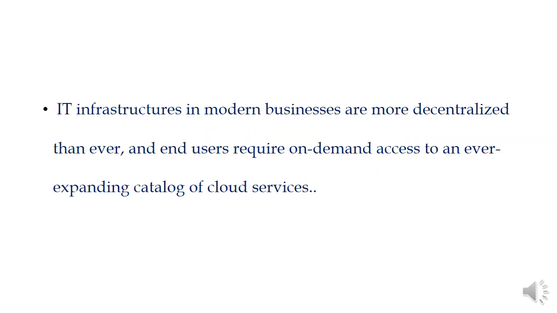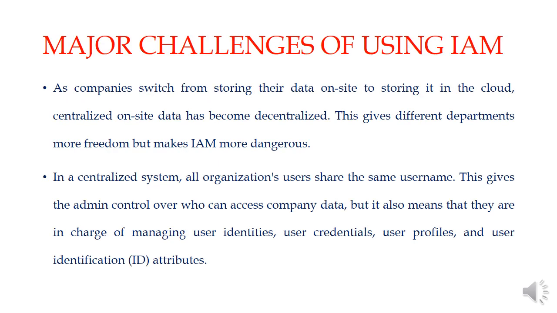IT infrastructure in modern businesses is more decentralized than ever, and end users require on-demand access to an ever-expanding catalog of cloud services. So a major challenge of using IAM is that as companies switch from storing their data on-site to storing it in the cloud, centralized on-site data has become decentralized. This gives different departments more freedom but makes IAM more dangerous.